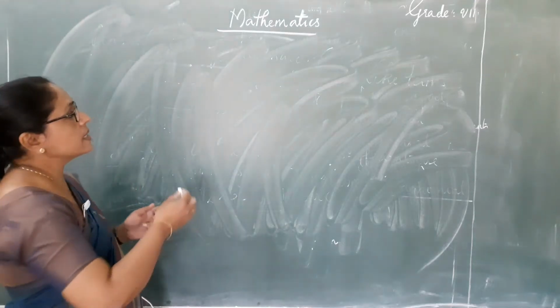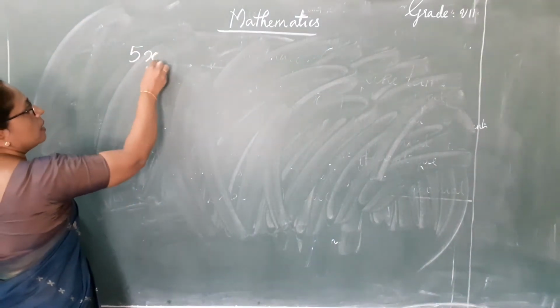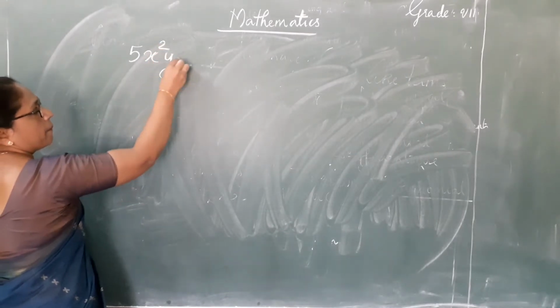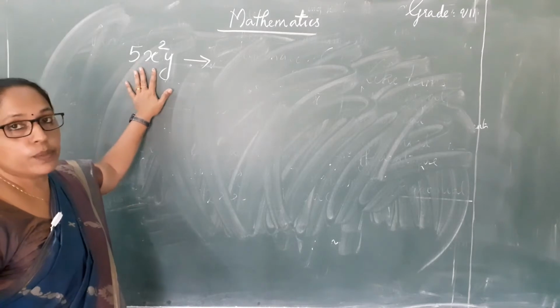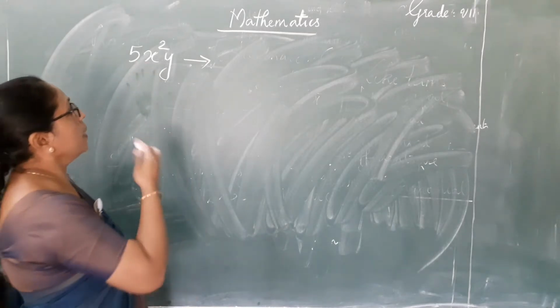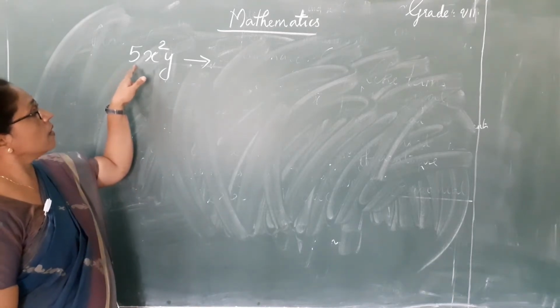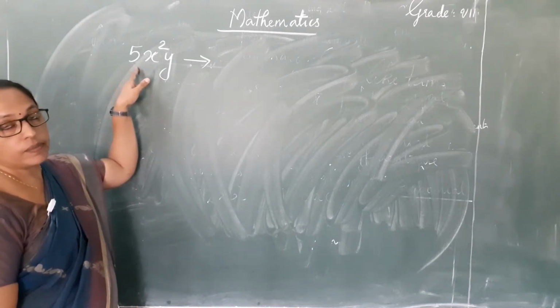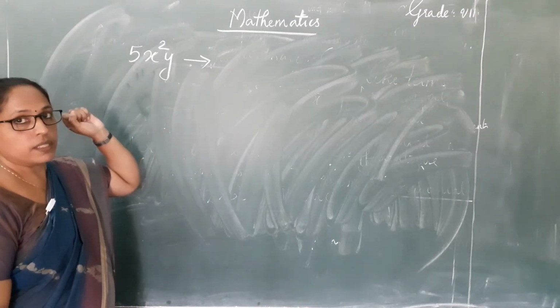Okay children, let's see another example. 5x square y is an algebraic expression where we have only one term. So my question is, if I ask you, what is the coefficient of 5? We know that 5 is a numerical coefficient, right?